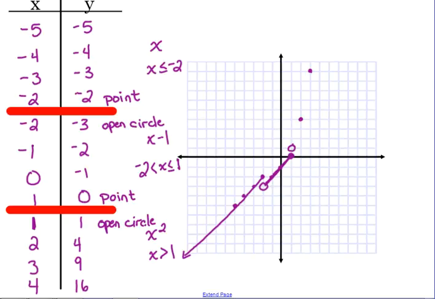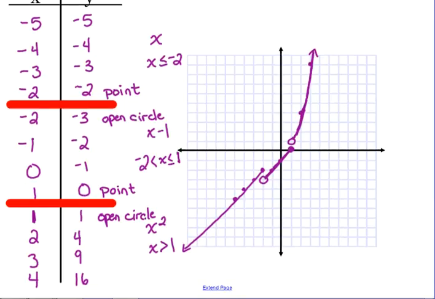Be careful with this one because it's supposed to be a parabola, so try and give it some curve if you can. Don't just connect the dots. Try and make it look like a parabola as much as you can. I know it's kind of hard. There's not much room to work with there as far as making it look like a curve.